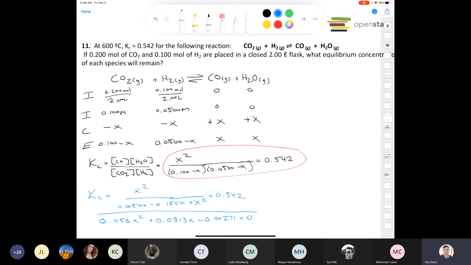So there's your polynomial function. Can anybody tell me how to solve for x? What formula would I use to solve for x? And it's not a trick question. Quadratic equation. Yeah, use the quadratic equation, which is x is equal to negative b plus or minus the square root of b squared minus 4ac, over 2a.